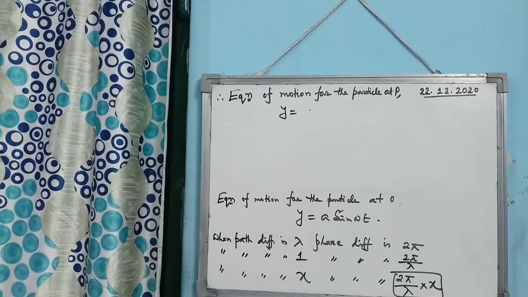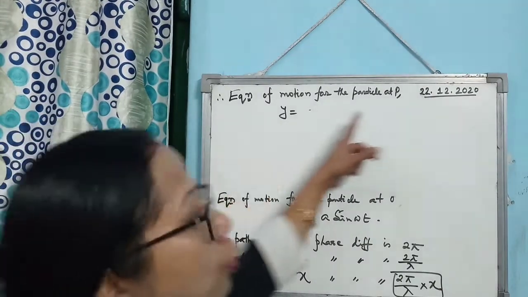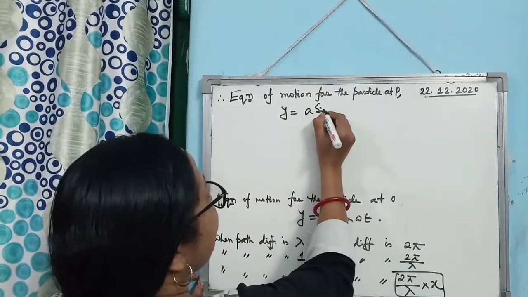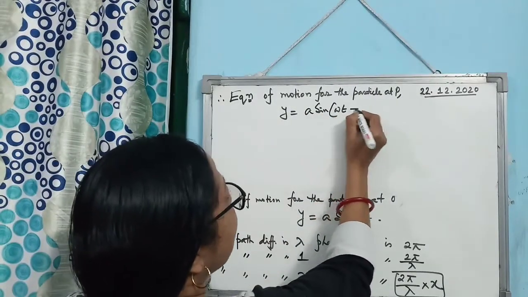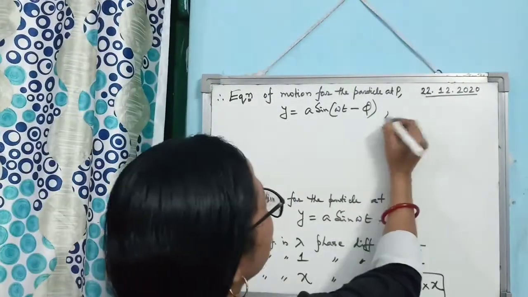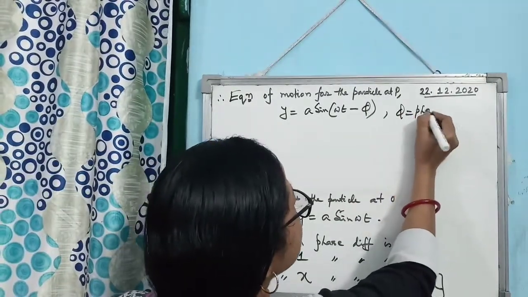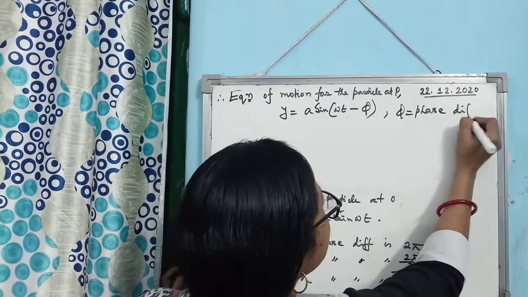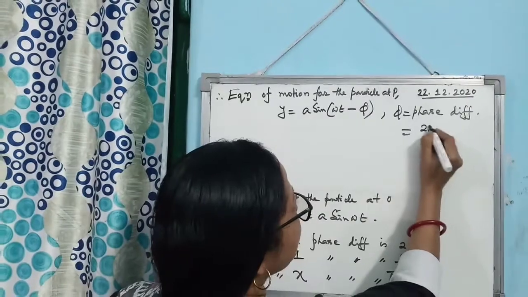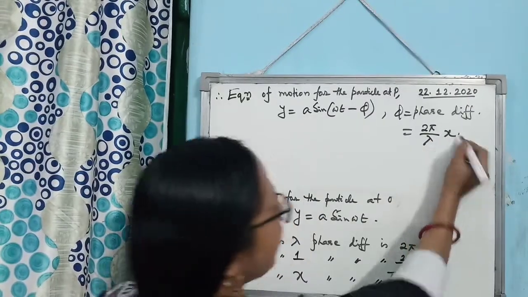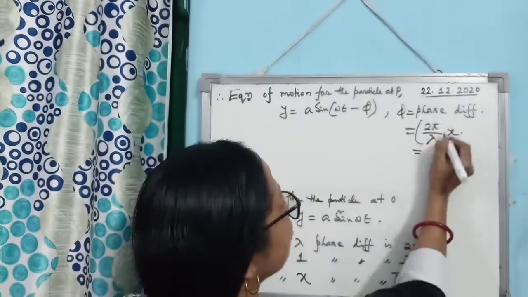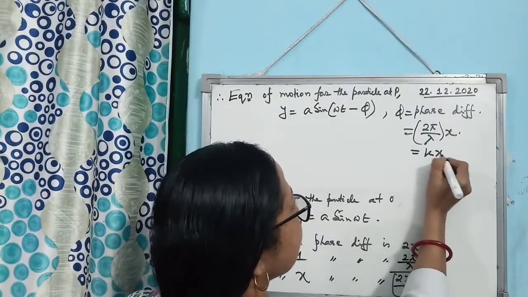So you see, what will be the equation of motion for the particle at P? As I said, it is having a phase difference phi. So it will be omega t minus phi. What is this phi? Phi is the phase difference, and here how much is the phase difference? 2 pi by lambda into x. Alright, so one can write it as 2 pi by lambda, a constant, k, times x.